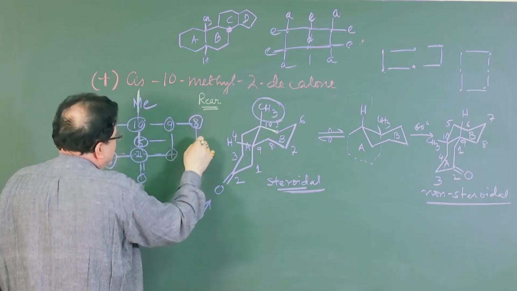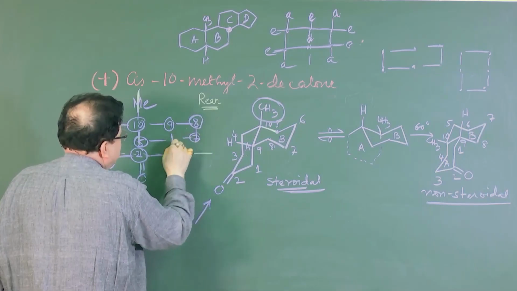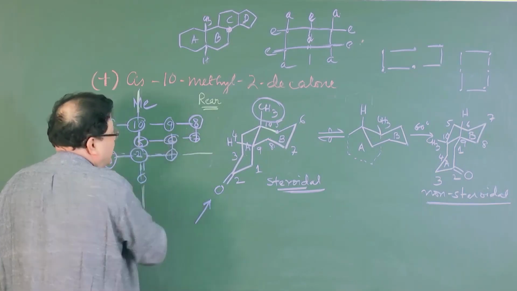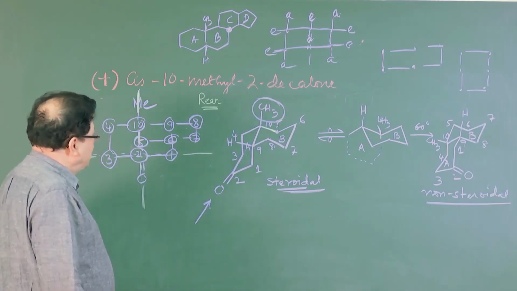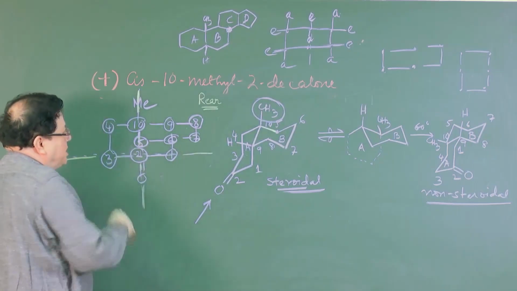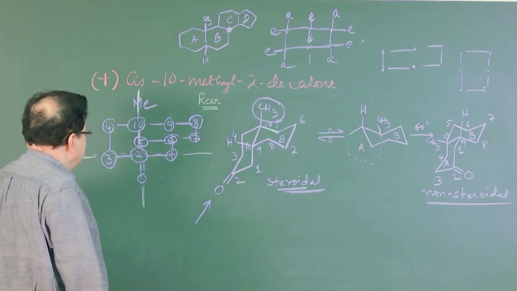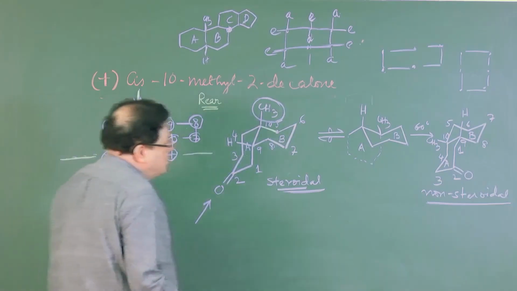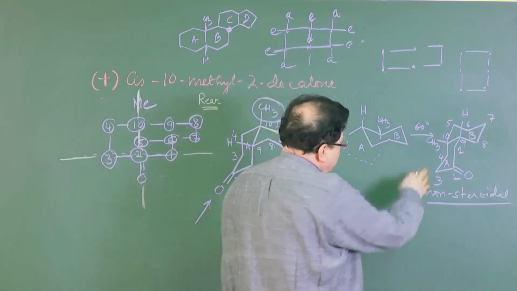8 is here. So, 8 is connected to 7 and 7 is connected to 6, 6 is connected to 5. Okay. So, this is the complete projection of the steroidal conformation. Okay. The steroidal conformation done, let us draw the projection of the non-steroidal conformation.